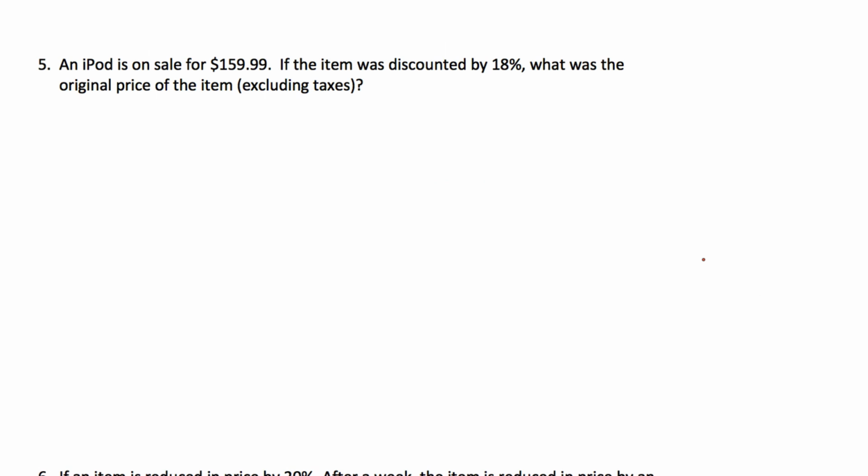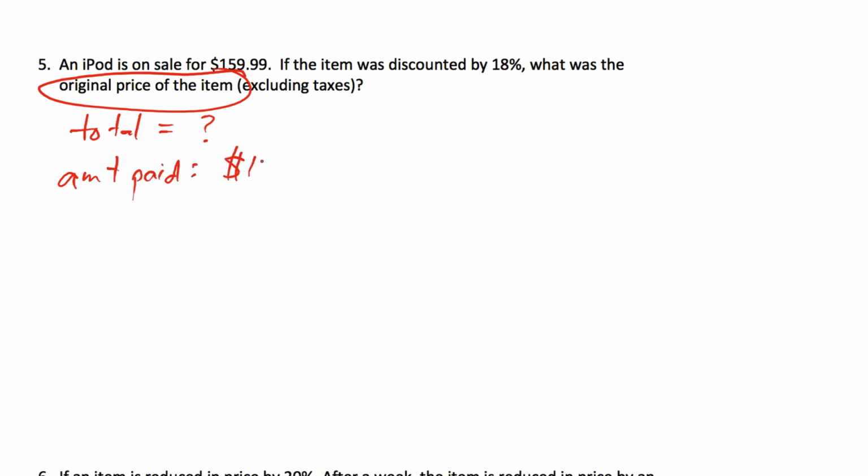An example involving sale price. An iPod is on sale for $159.99. If the item was discounted by 18%, what was the original price of the item? So the original price is our base amount or our total. This is what we don't know. What we do know is the amount paid for the iPod, $159.99. This is going to be our part. This is the part that we paid for.